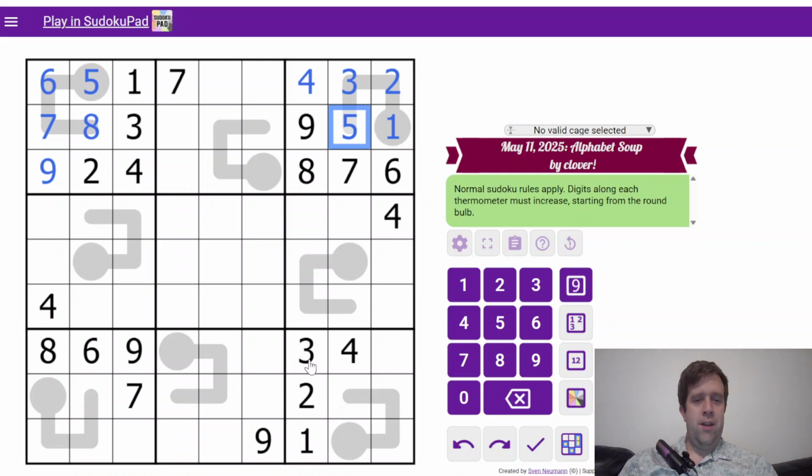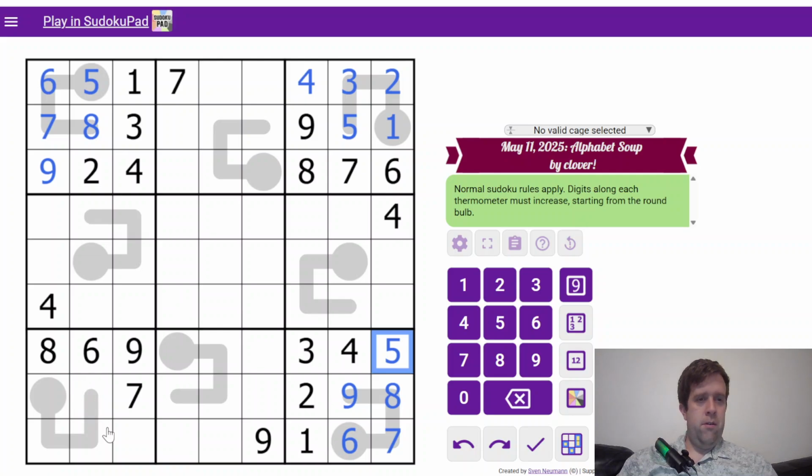Okay, so in this box, where does 9 go? 9 can't go there in box 9, so the only place it can go is there. Now, where does 8 go? Where does 6 go? 6 is a much easier question. 6 has to go here. Now, we need to place 2 digits between 6 and 9, so this is a 7 and an 8. This has to be a 5.